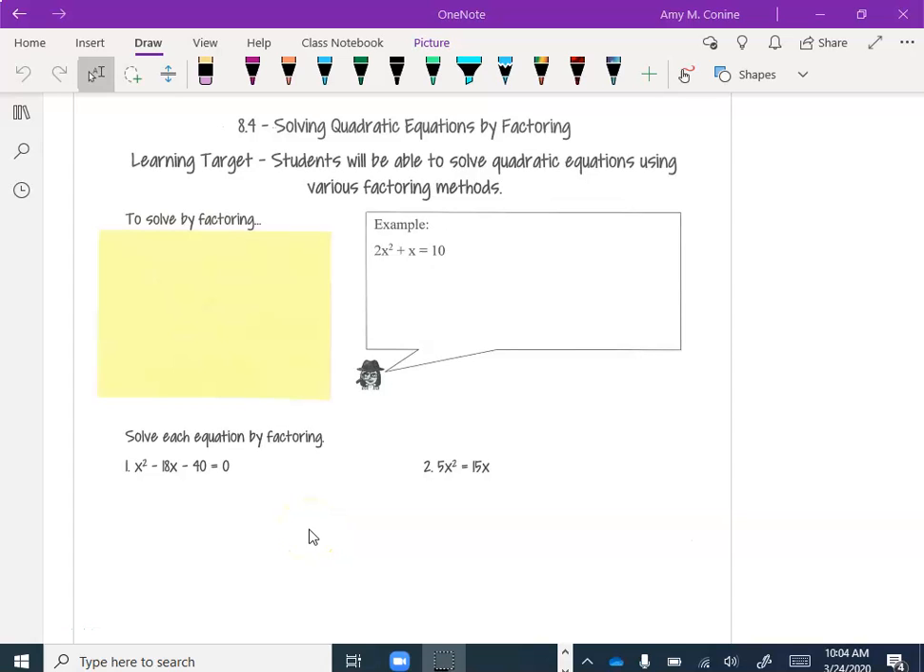Hey everyone. All right, so for this lesson, solving quadratic equations by factoring, we have a few steps that we're going to do so we can solve our quadratics by using the factoring that we've talked about.